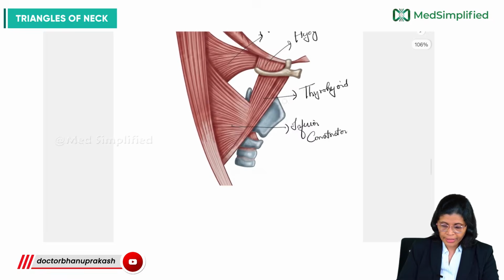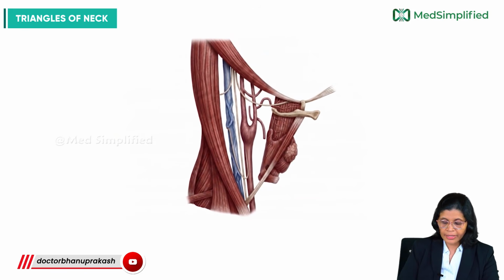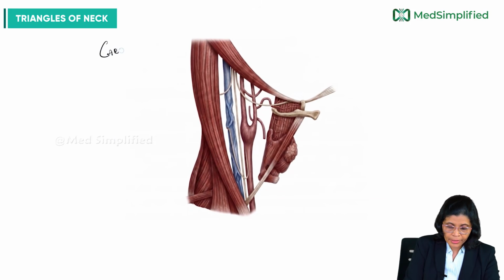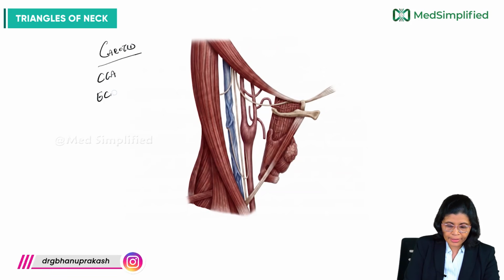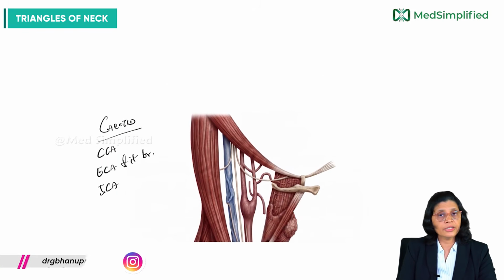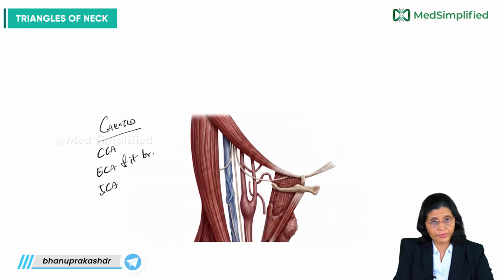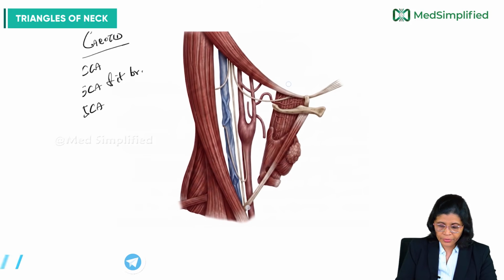Then coming to the contents. The contents mainly are the carotid arteries, which include the common carotid artery, the external carotid artery with its branches, and the internal carotid artery. The internal carotid artery here doesn't give any branches. It is mainly the artery supplying the structures in the cranial cavity, so it will not give any branch here. But for the external carotid artery, we can see 5 branches in this region.